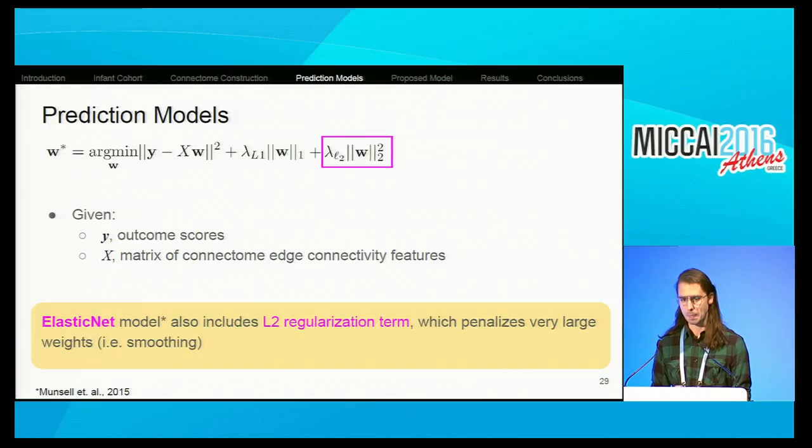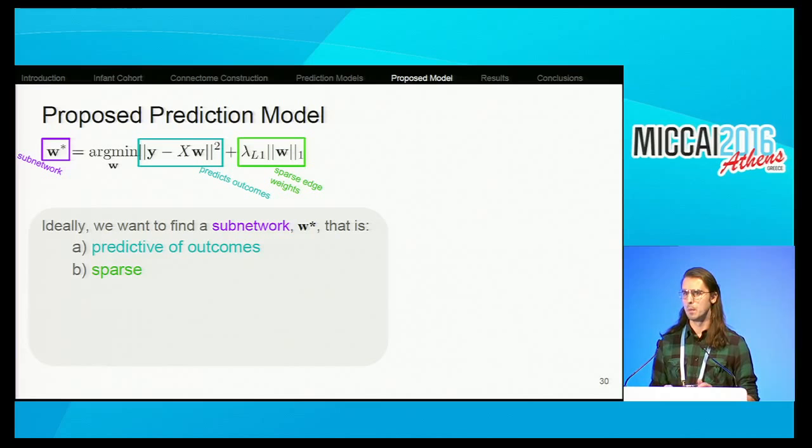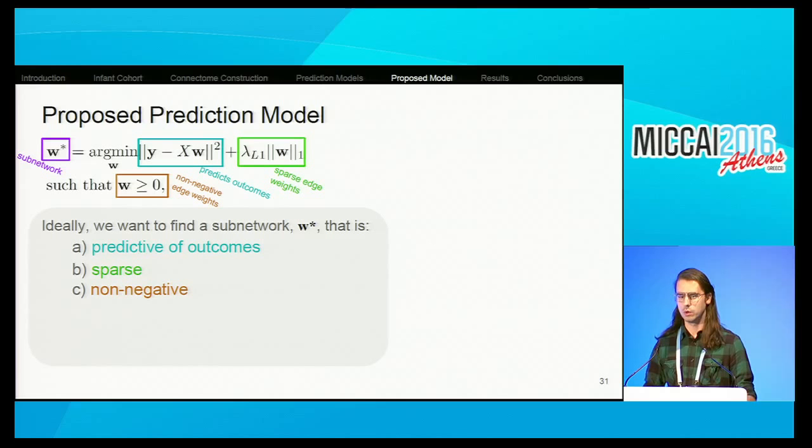Some other groups have extended this to the elastic net model using an L2 regularizer. But in our case, what we wanted to do was come at it from the perspective of what we want this subnetwork to look like, using the prior information that we have about the brain. So we do want it to be sparse. We also want the subnetwork to have non-negative weights because we have a structural connectome where the connectivity between each pair of regions is inherently non-negative because we're counting the number of tracks. So for interpretability, we want the weights to be non-negative.